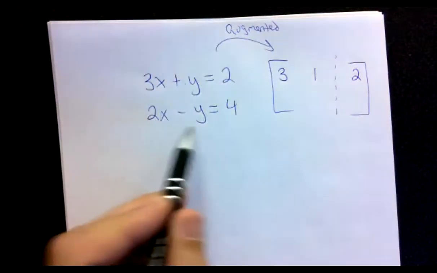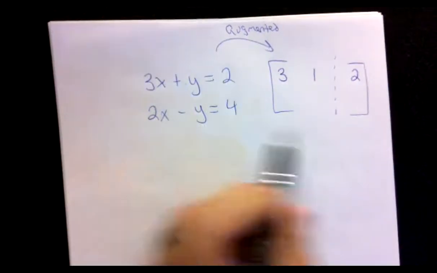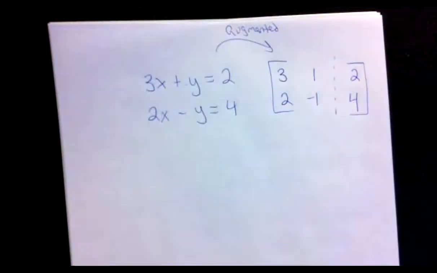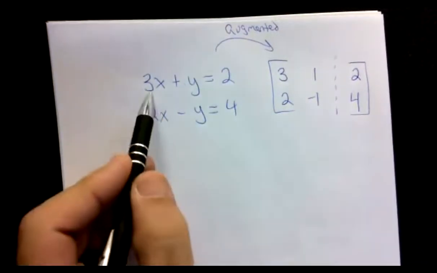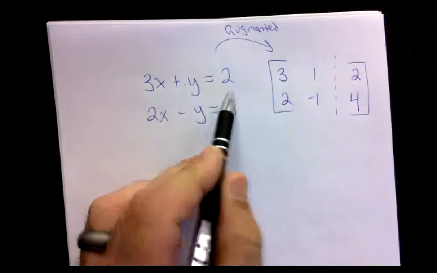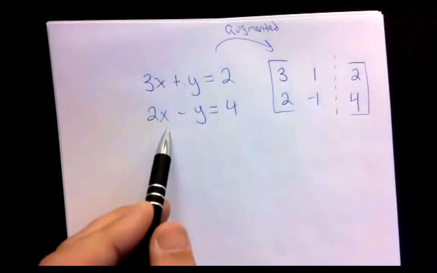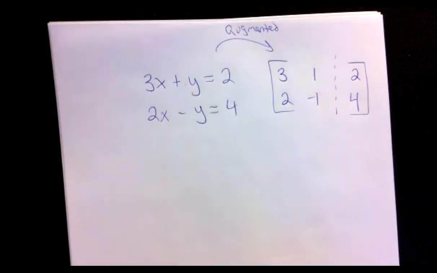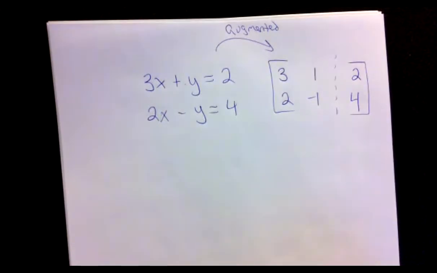It's just simply rewriting the system without the variables in order and converting it into a matrix. So 3x plus y equals 2 is 3, 1, 2. 2x minus y equals 4 is 2, negative 1, 4. This is again what we call augmenting or making an augmented matrix.